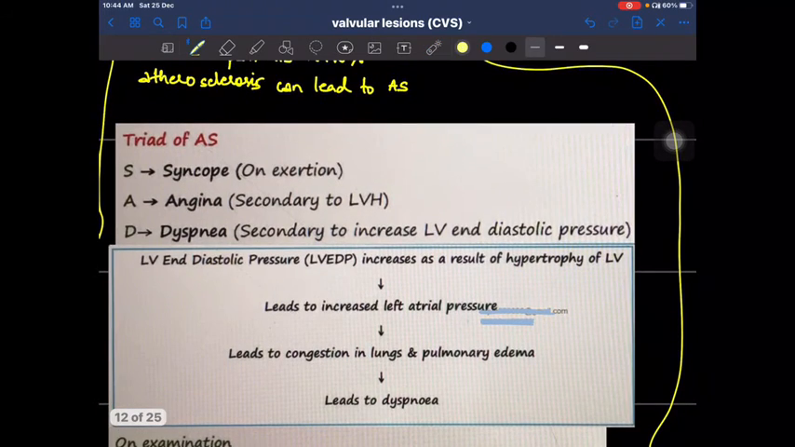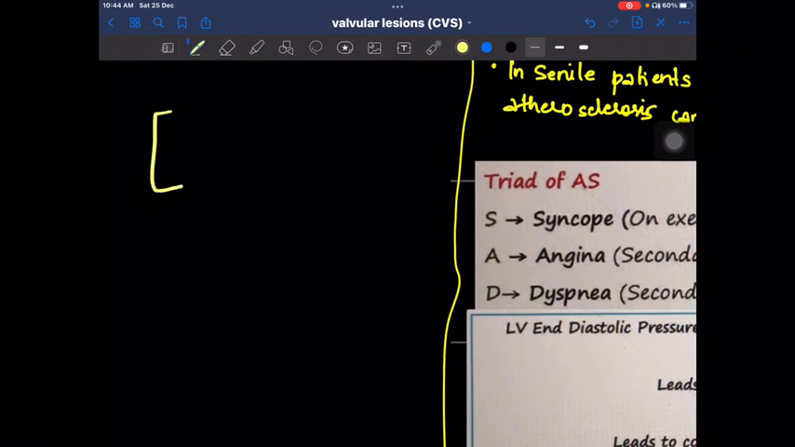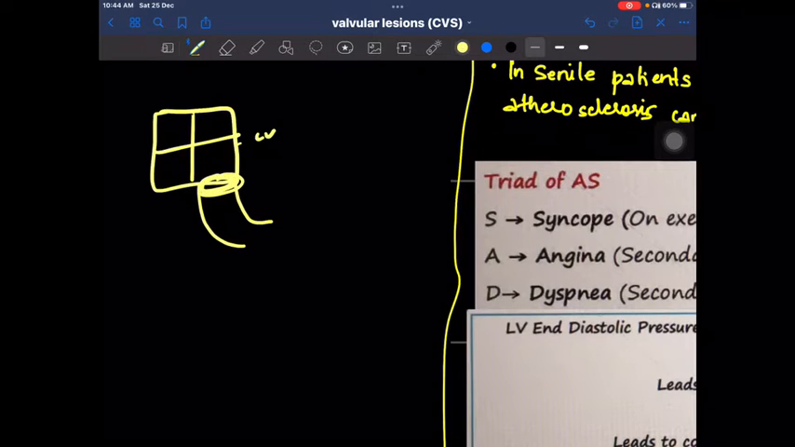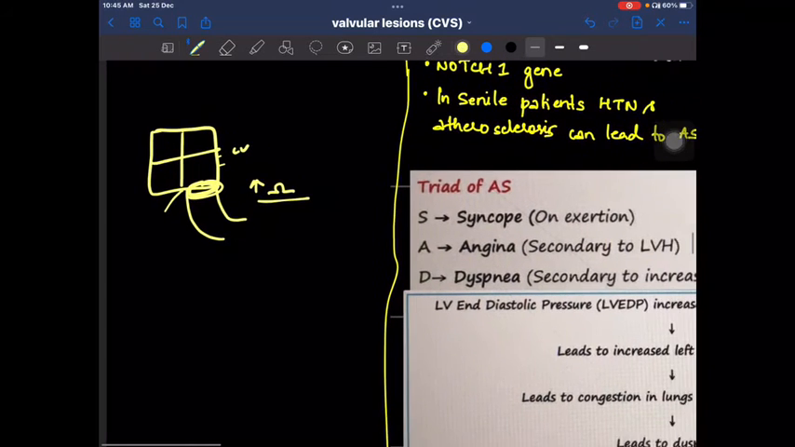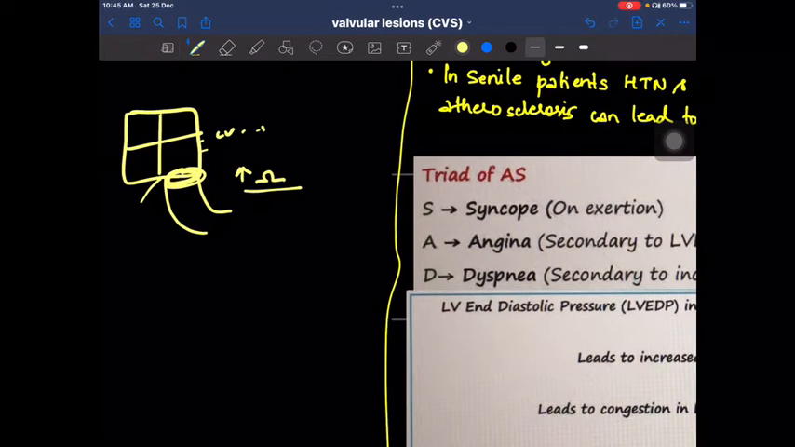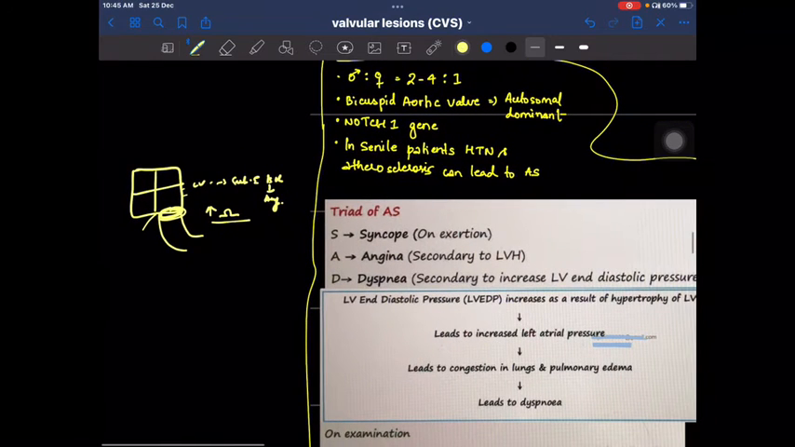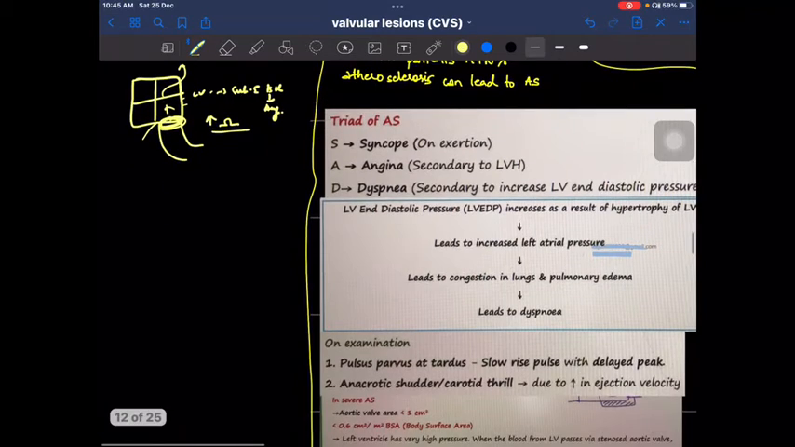I don't think it needs explaining, but I'll just do it anyway. So these are your valves. This is your aorta. This is your left ventricle. We are saying that this valve is stenosed. So now this ventricle is pumping against increased resistance. That's why this leads to left ventricular hypertrophy. Hypertrophy will cause subendocardial ischemia, which will cause angina. And due to this increase in the pressure of the ventricle, you will see back pressure changes in the lungs, which will cause dyspnea.